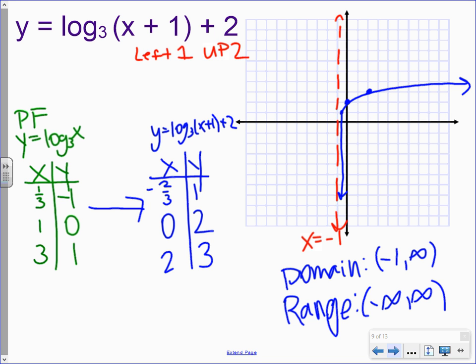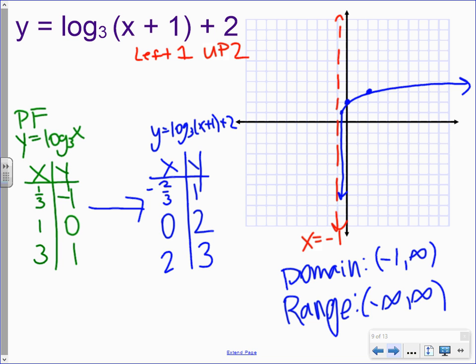Our logarithmic graphs won't always have a y-intercept. This one has a y-intercept because it had a shift, but not all of them will. However, our logarithmic functions will always have an x-intercept.